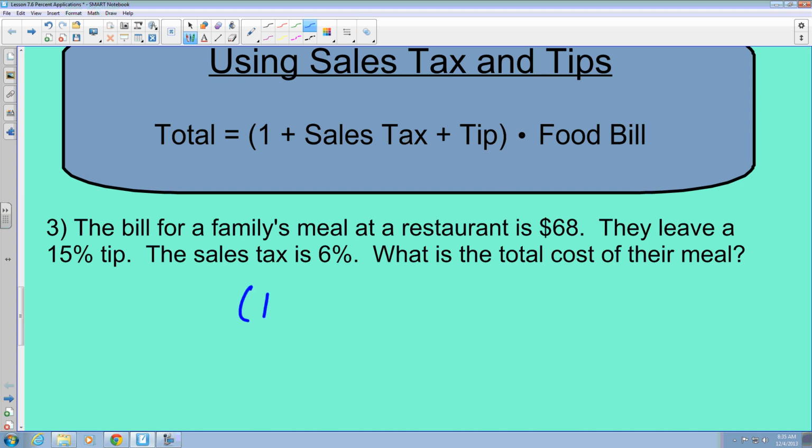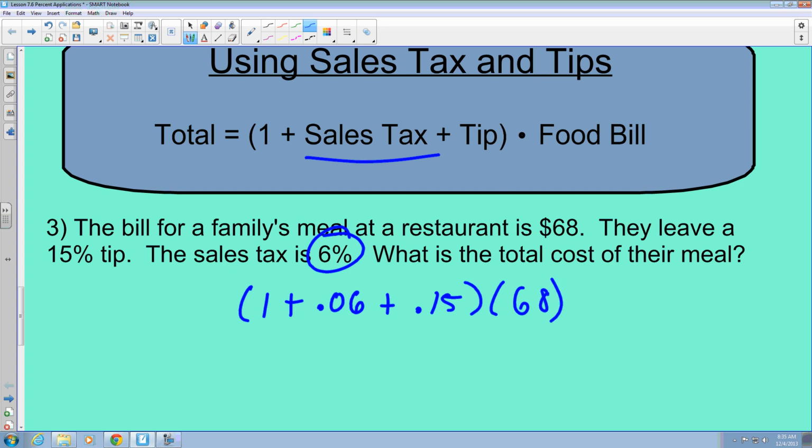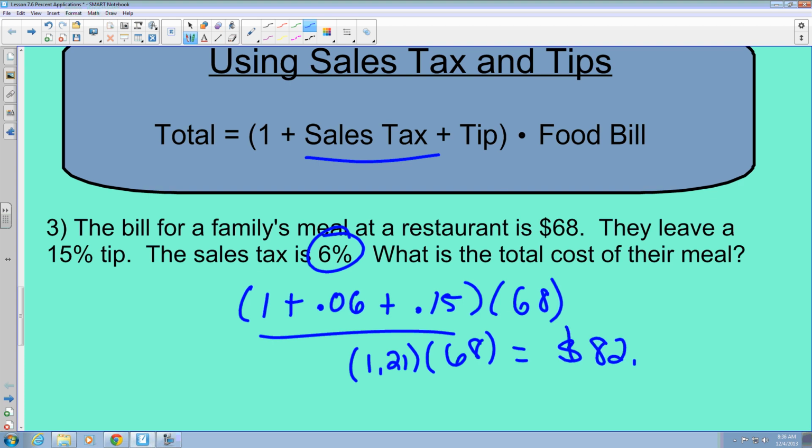So here I'm going to go 1 plus the sales tax, which is 6%, so the decimal is 0.06, plus the tip, which is 0.15, and then this gets multiplied by the original bill, which is $68. If I add all of this together, I get 1.21, and then that gets multiplied by 68. Multiplying those together, I get $82.28. Okay.